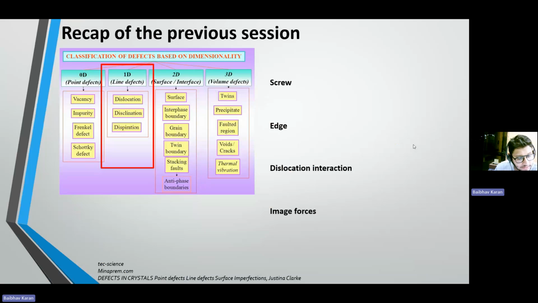Then finally, we discussed to a great extent the types of dislocations, such as screw dislocation and edge dislocation, and how they occur. If you want to see some videos of screw and edge dislocations, you can always refer back to the previous sessions which I took, where I showed you the video of how the screw and the edge dislocation look like.